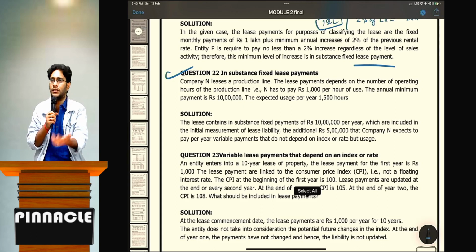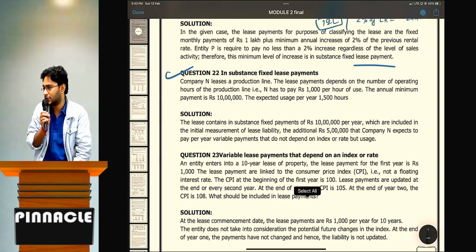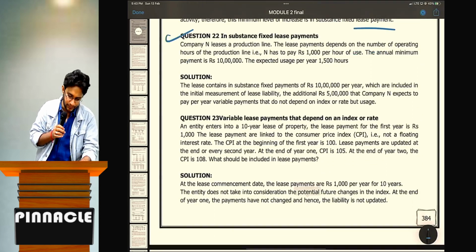If you use more than 1,000 hours, then the extra payment that you are going to pay is variable rent purely based on usage, which has to be debited to the P&L account as an expenditure. That can't be included in lease payment.